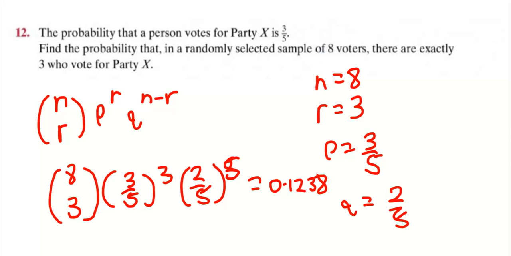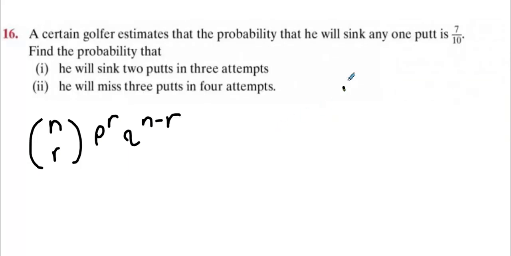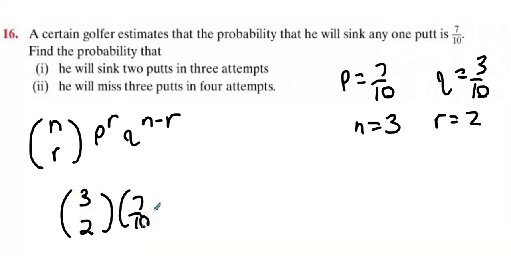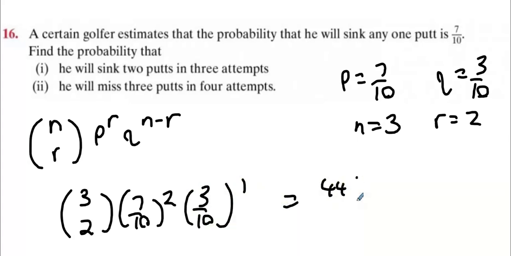0.123. Okay. Your p value is 7 out of 10, your q value is 3 out of 10, your n value is 3 and your r value is 2. So 3C2, 7/10 to the power of 2 and 3/10 to the power of 1. Did you get 441 over 1,000? Okay.